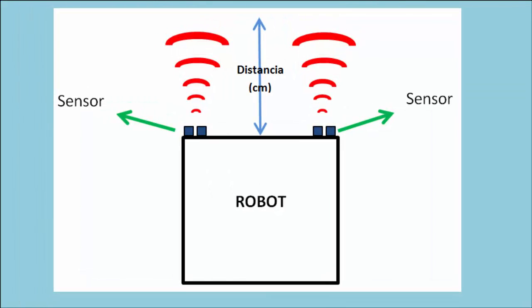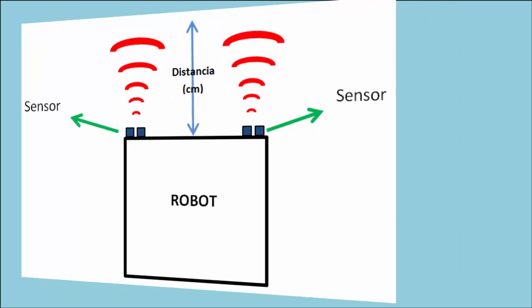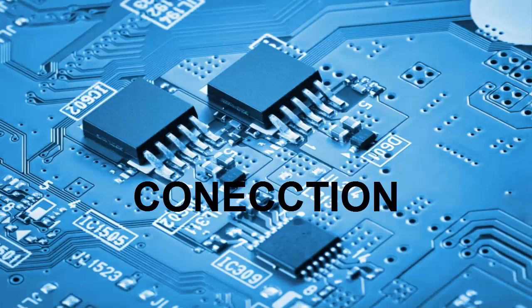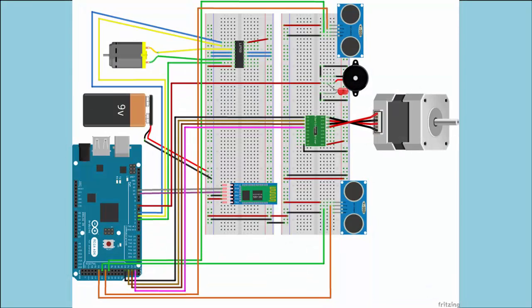The robot is able to dash obstacles at a defined distance of 1 meter by turning left or right before colliding. The connection is as follows. We implemented an Arduino Mega, a Bluetooth module, two ultrasonic sensors, a step motor, and a DC motor.